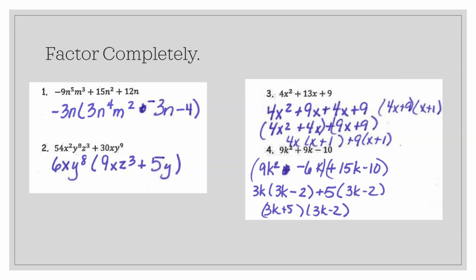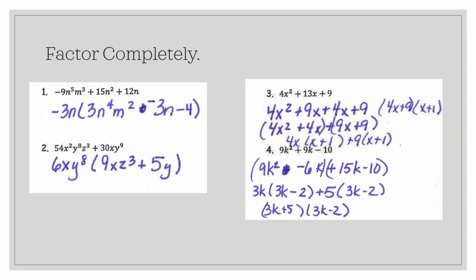Factor completely. For number 1, all you can do is pull out the greatest common factor, which is negative 3n, and inside you have 3n to the fourth, m squared, minus 3n minus 4. Number 2, again, all you can do is pull out the greatest common factor, 6xy to the eighth, times the quantity of 9xz cubed plus 5y.